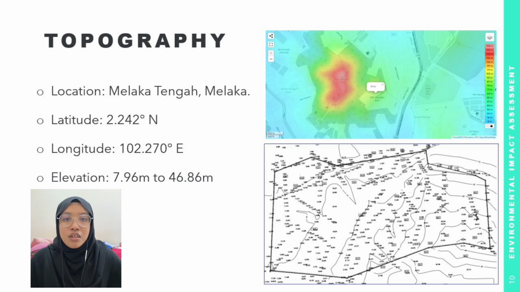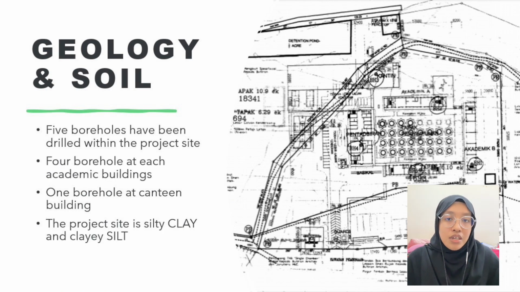Melaka Tengah, Malaysia is located at around 2.24 degree north latitude and 102.27 degree east longitude. The project site includes fairly flat terrain with elevation ranging from 7.96 meter to around 46.86 meters, with the higher elevation largely on the project site's southeast side, as shown in the figure above. Soil investigation was carried out to determine the subsurface condition and to get soil parameters for geotechnical design.